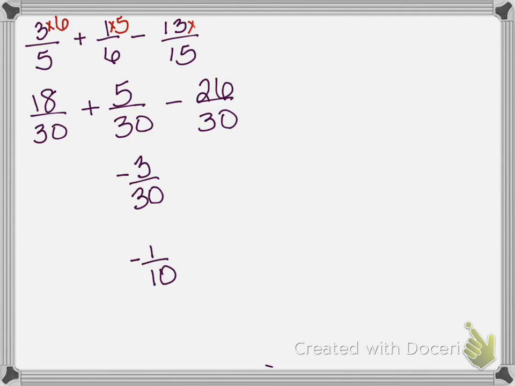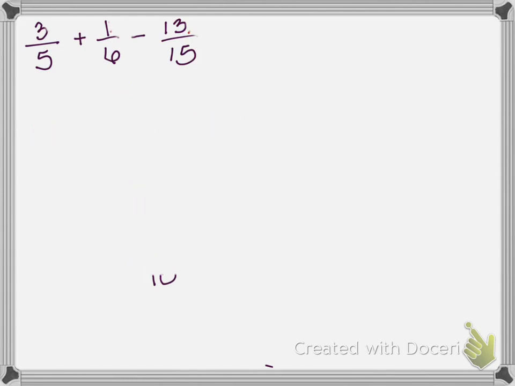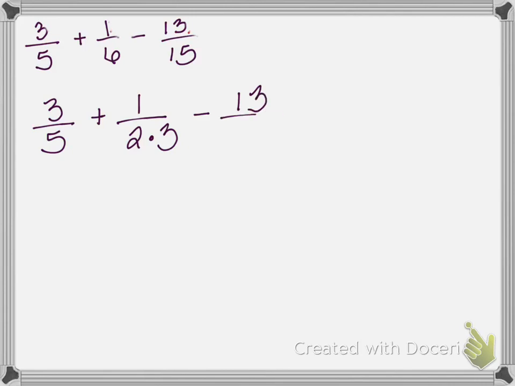Do you remember how on Monday I talked to you about doing the prime factorization of numbers, breaking a number down completely to primes? That is what we are going to do with these denominators. So instead, we are going to say 3 over 5, because 5 is prime. 5 is already prime, so I can't break it down anymore. 6 can be broken down. What can 6 be broken down to? 2 and 3. 15 can also be broken down.